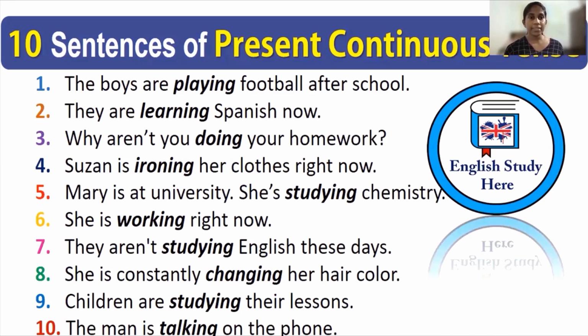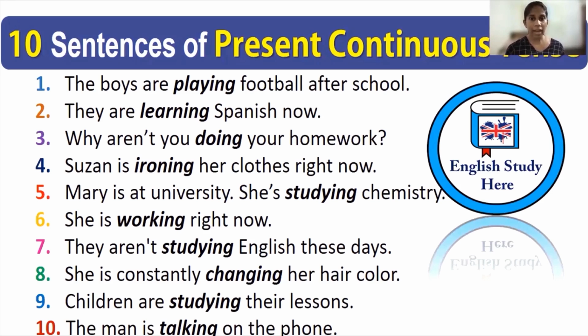In the fifth sentence, it is given that Mary is at university. She is studying chemistry. Okay, she is studying chemistry. Here I have used the present continuous tense for the second sentence. She is studying chemistry. Here, the verb she's, she apostrophe s, that is the contracted form of the two words she is.